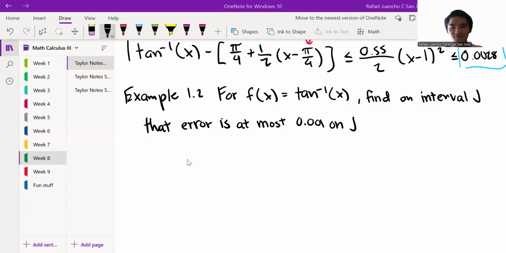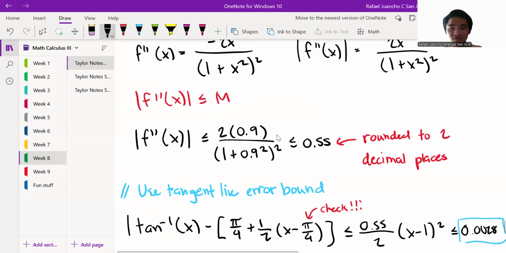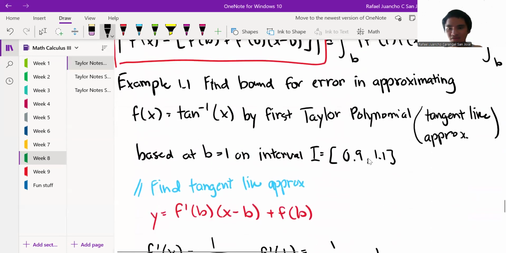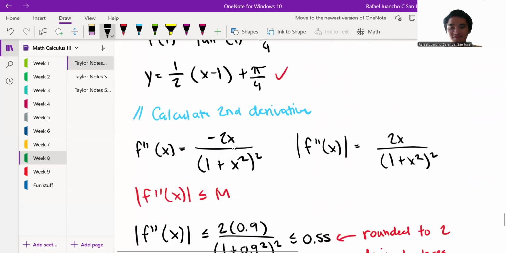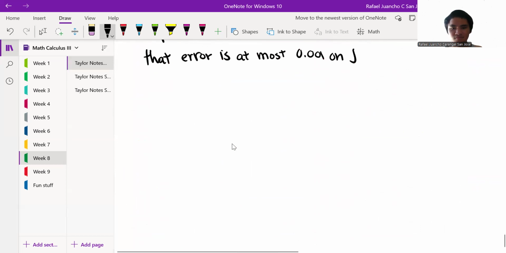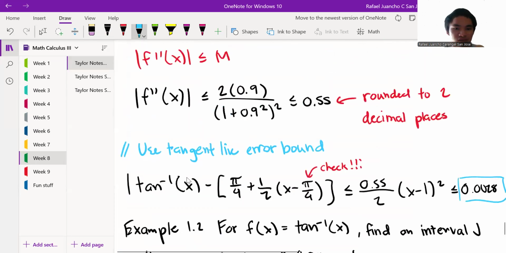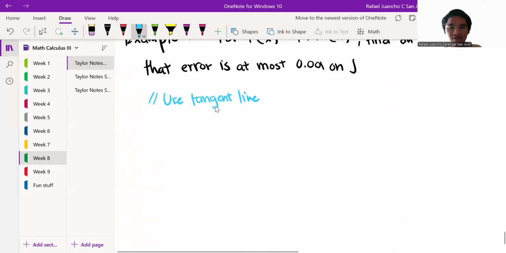So how do we find that interval? Well, if we want to make the error smaller, then the interval should be smaller than the interval I that we have, right? So a smaller distance from each other, since 0.001 is less than 0.0028. And so we're going to use that tangent line error bound again.